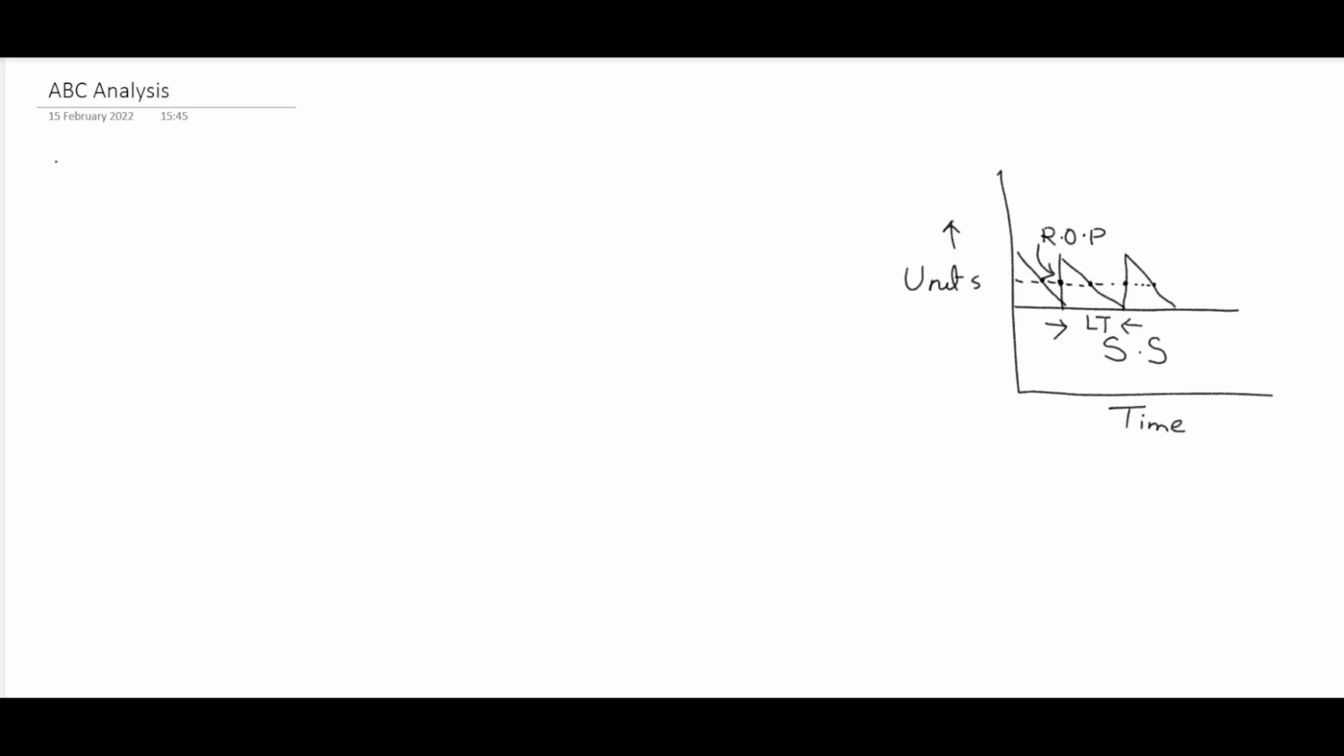So today I will be teaching you about ABC analysis. This is the topic, and before that there are a few terms remaining in this inventory chapter. The first one is safety stock. It is also known as buffer stock, and it is denoted by the symbol SS, that is the abbreviation of safety stock.